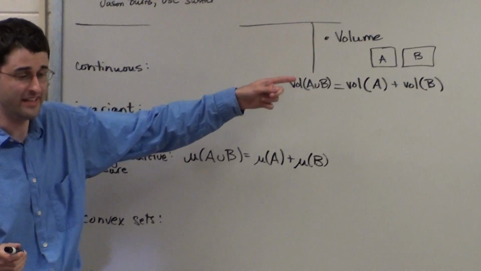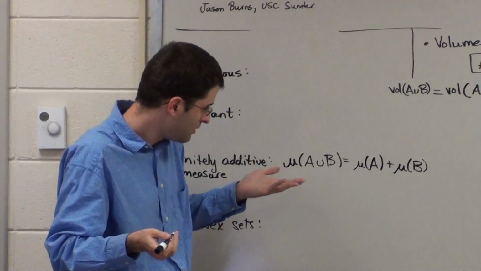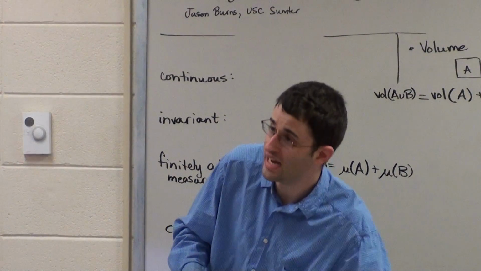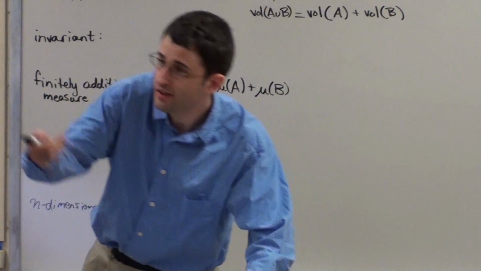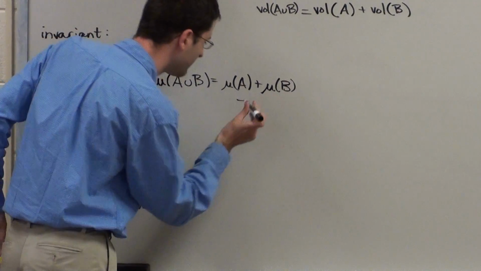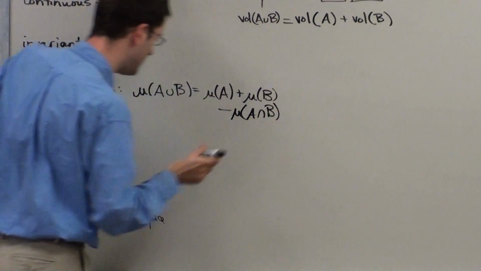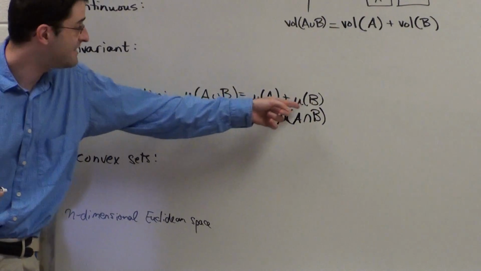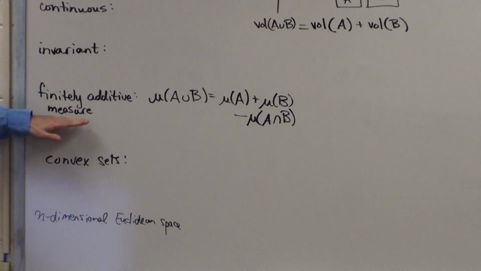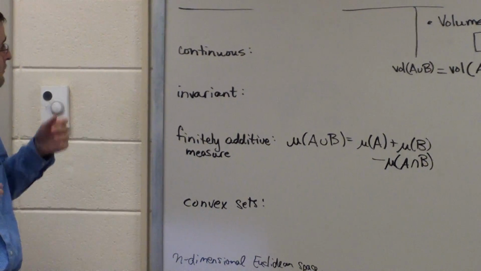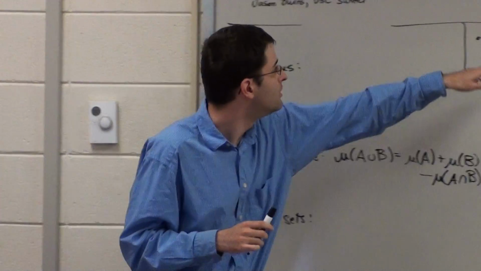Although that's if they're disjoint. Since we're mathematicians, we might think, well, what if these sets overlap? What do you do if the sets you're talking about overlap? Subtract. You just subtract the overlap. This is finite additivity right there. That's your basic property of volume. So a measure, we're thinking basically some kind of volume here. That's a finitely additive measure.